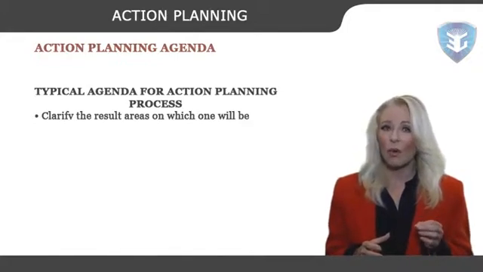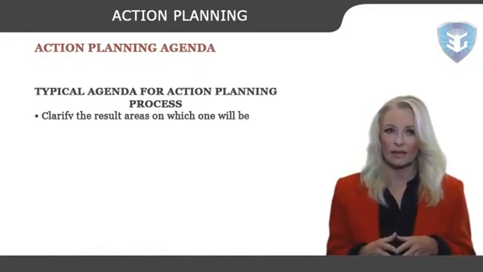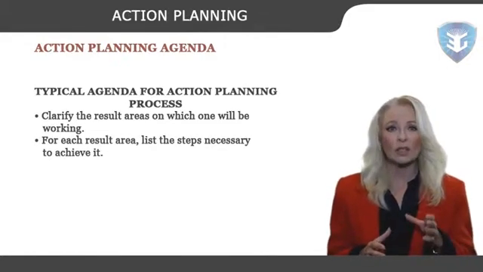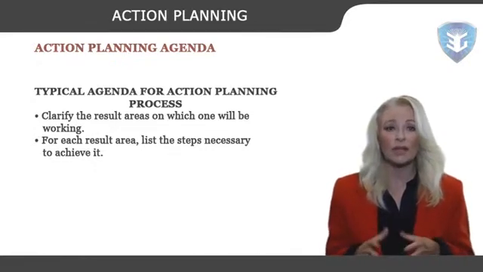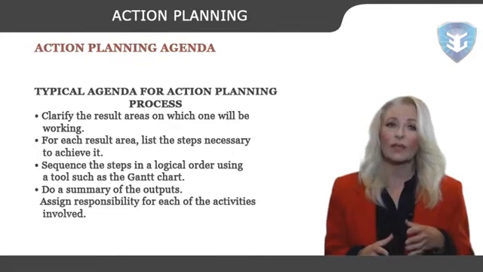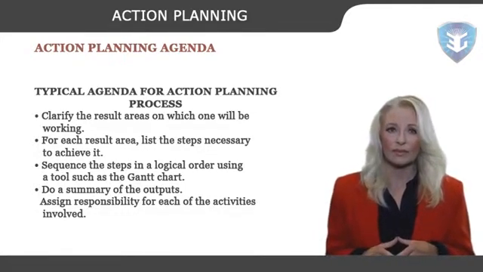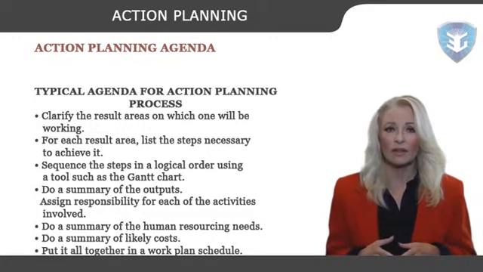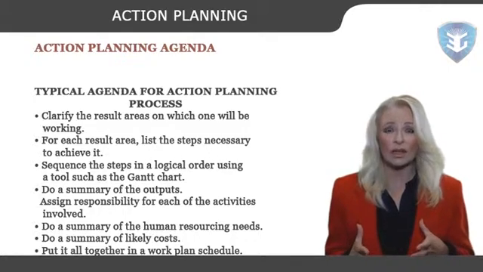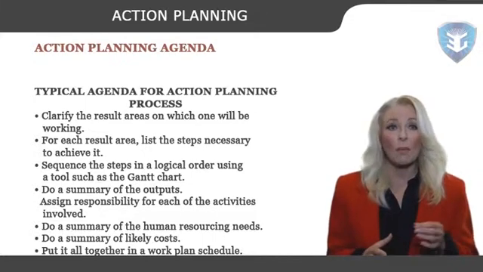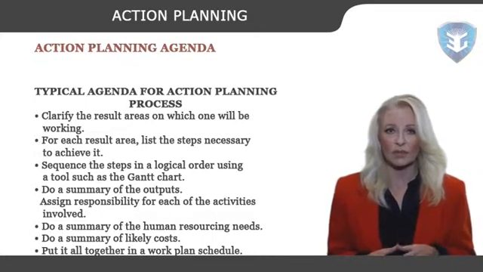Typical agenda for action planning process. Clarify the result areas on which one will be working. For each result area, list the steps necessary to achieve it. Sequence the steps in a logical order using a tool such as the Gantt chart. Do a summary of the outputs. Assign responsibility for each of the activities involved. Do a summary of the human resourcing needs. Do a summary of likely costs. Put it all together in a work plan schedule.